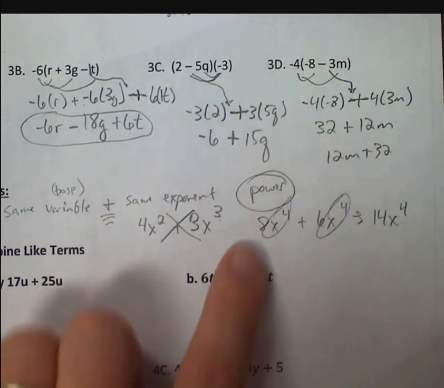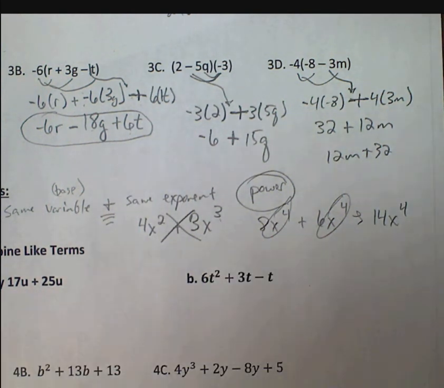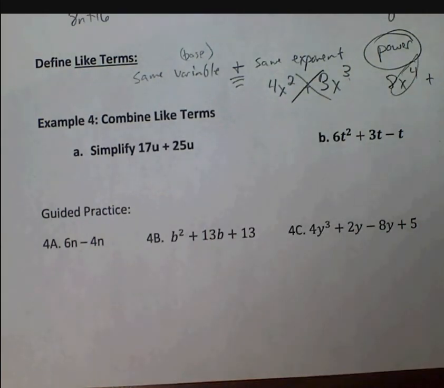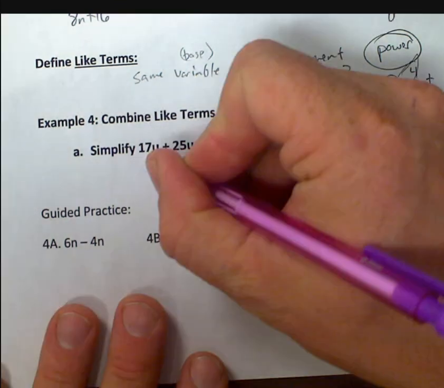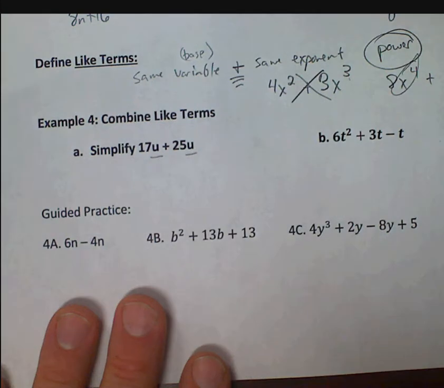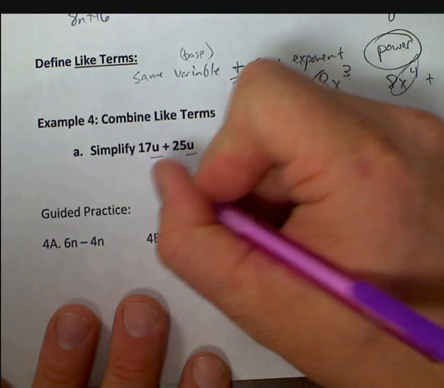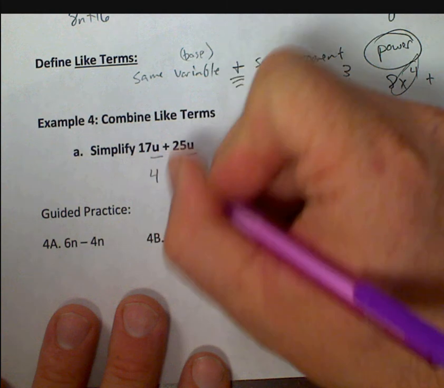14x to the fourth. We just combine them. We don't multiply, we combine them. And you keep the exponent of both. So let's go ahead and look at example 4. Example 4 says simplify 17u plus 25u. U and u is the same thing. So I could take 17 plus 25. That would be 42u.